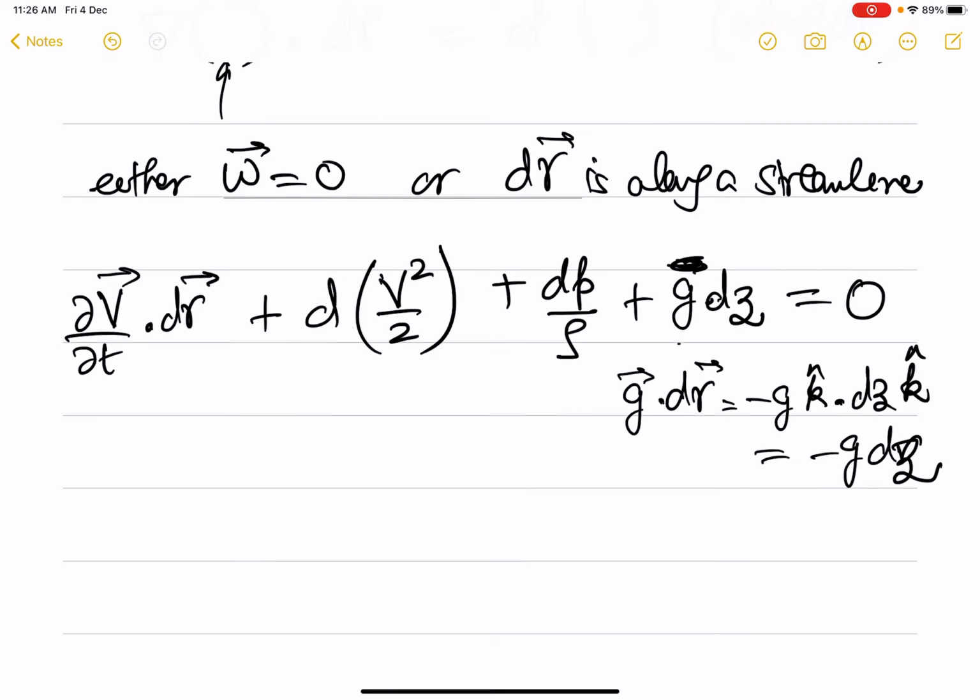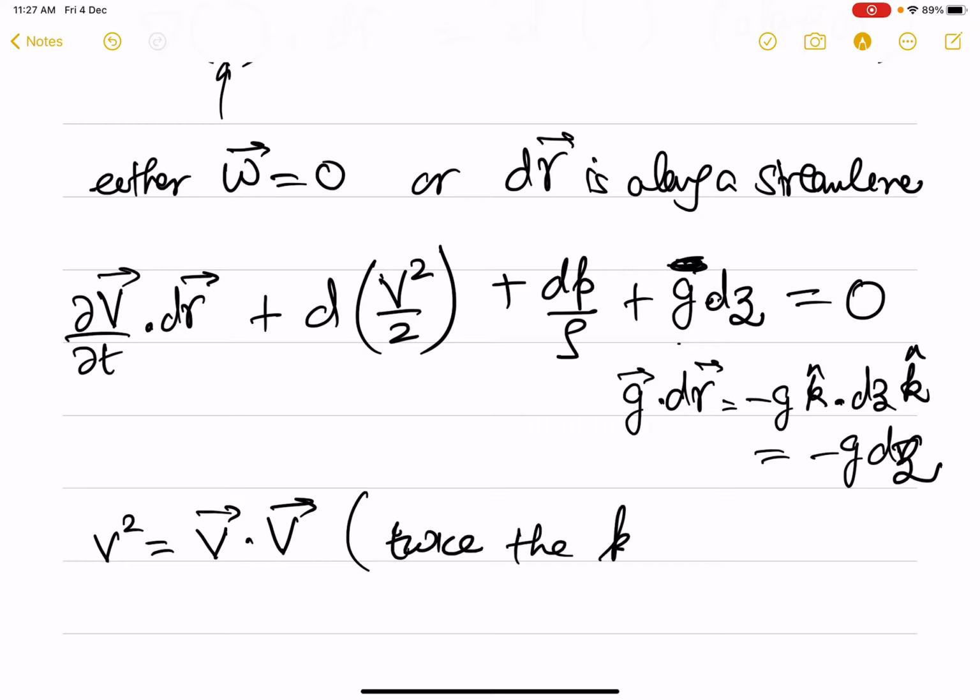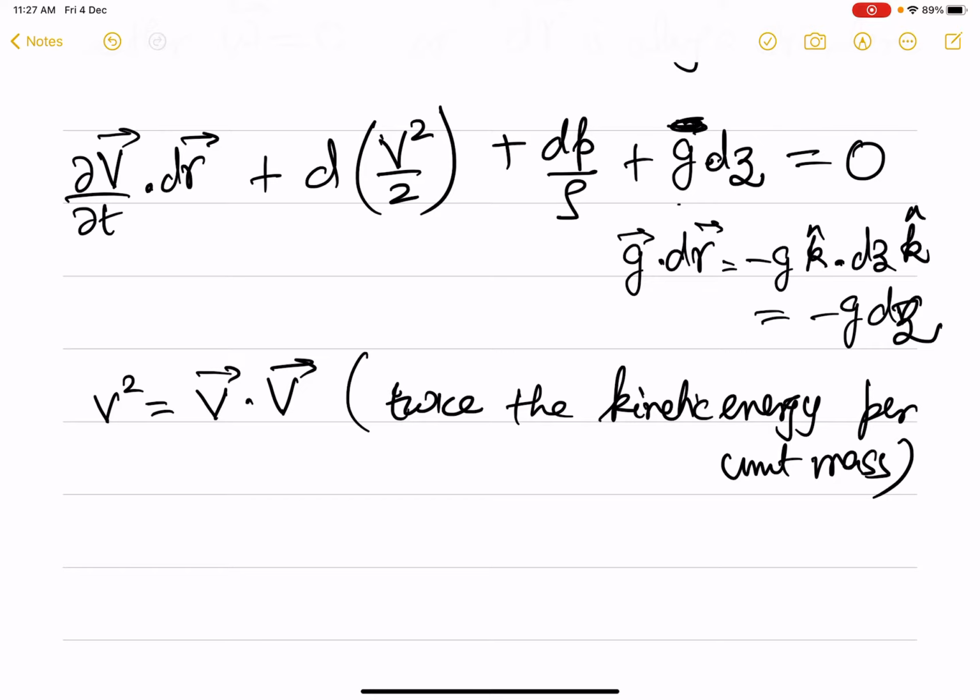We have not used anything else, and notice here V square which we have used is nothing but V dotted with V, and actually this is twice the kinetic energy per unit mass. We have V square by 2, so that is actually kinetic energy per unit mass.